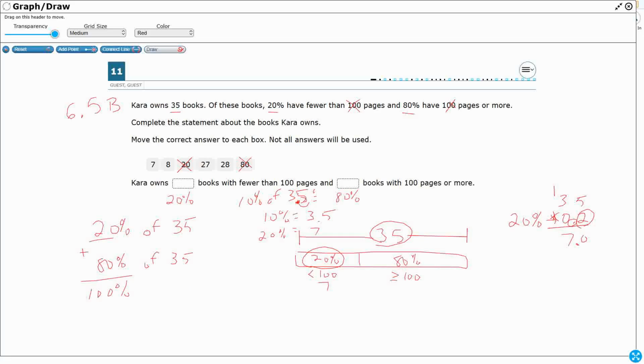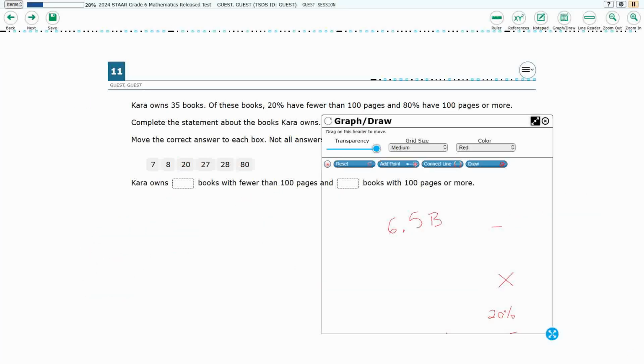So there's a few other ways that we could do that as well. We can set up some proportions. Either way, Kara owns 7 books with fewer than 100 pages.